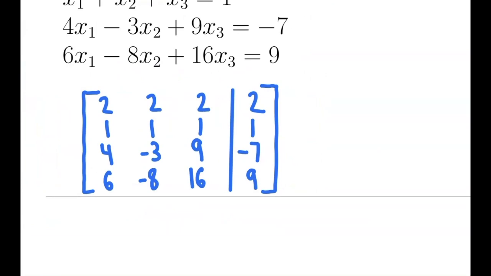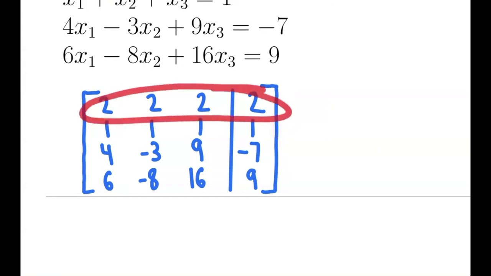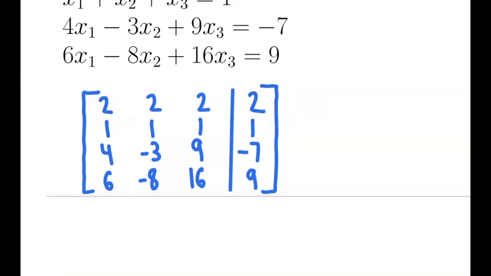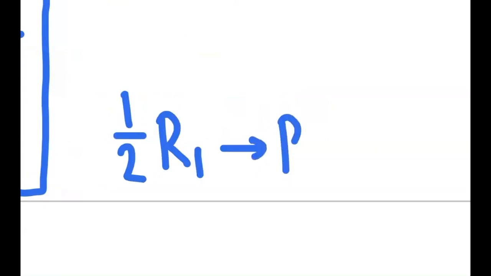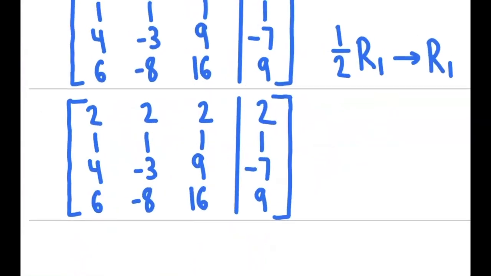So again, I want a 1 in the upper left-hand corner of this matrix. There are two ways of doing this. I can swap or divide. I can swap row 1 and row 2, or I can just do 1/2 times the first row. Both are equally easy, so I'm just going to stick with 1/2 row 1 replacing row 1. Doesn't really matter. Okay, so this becomes ones.